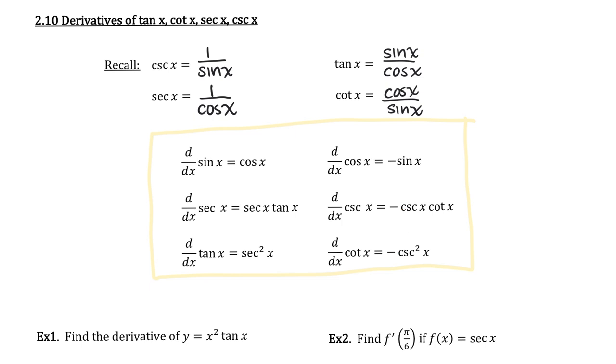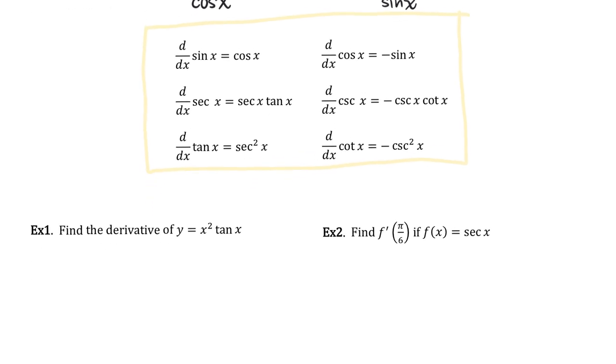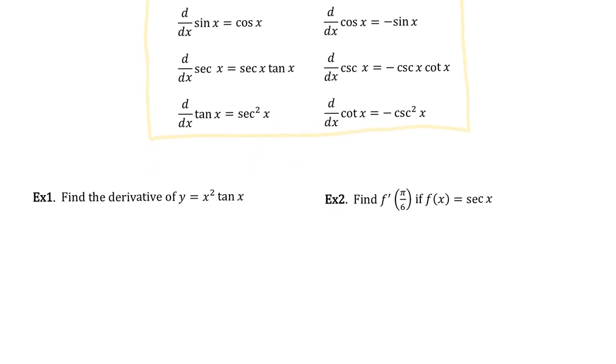Okay, now that we derived those two, you should be able to get the other two if you want to check it, or if you ever just blank out and can't remember the derivative. So let's go ahead and take the derivative of these functions now that we know some other things. Find the derivative of y equals x squared tangent x. This looks like product rule.